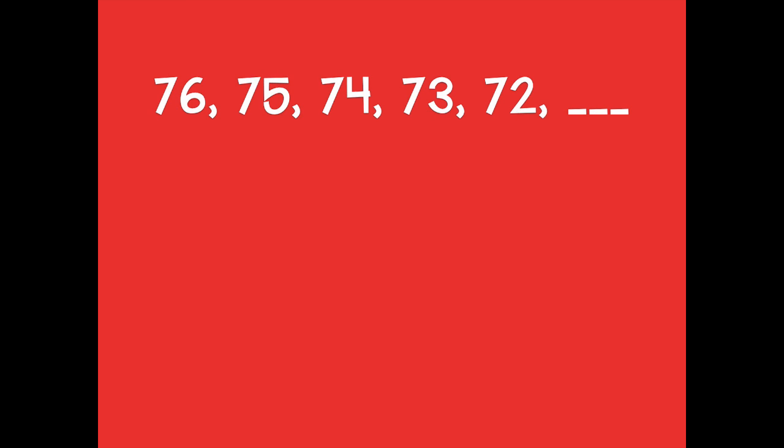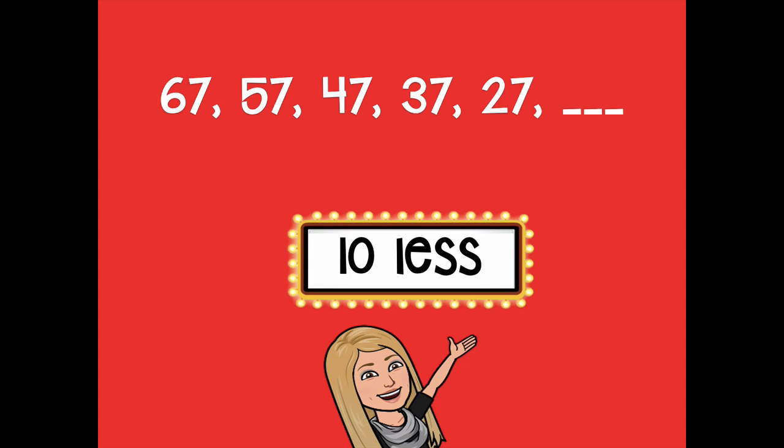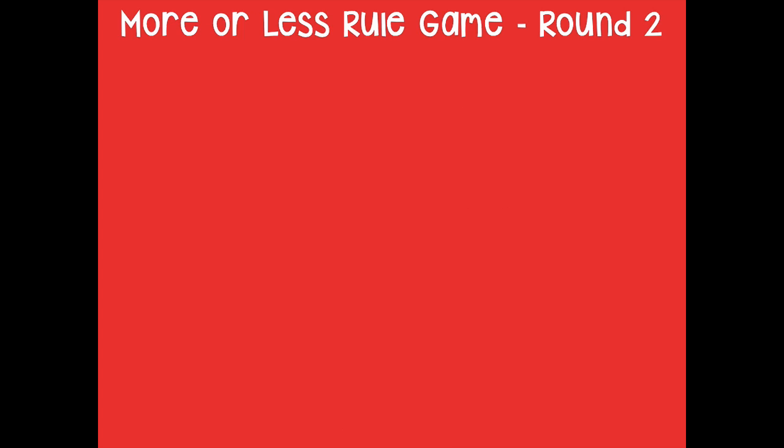So here, you just look at this one on your own, read those numbers, and then when I show you my ta-da symbol, you're going to say the rule. All right, friends, what's the rule? 1 less. Awesome. We're counting 1 less each time, or subtracting 1. All right, let's do one more example like this. So here's your number pattern. All right, friends, what's the rule? 10 less. Awesome.